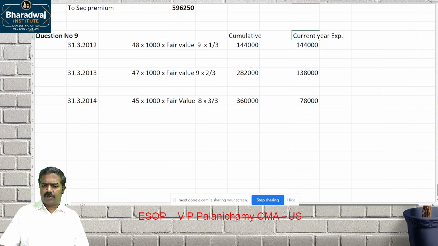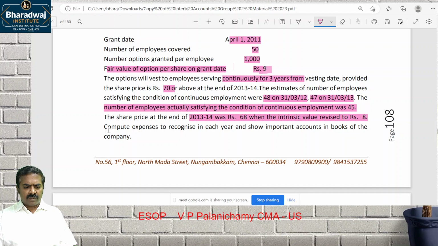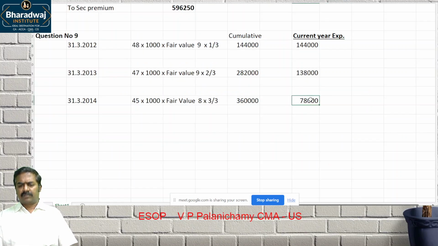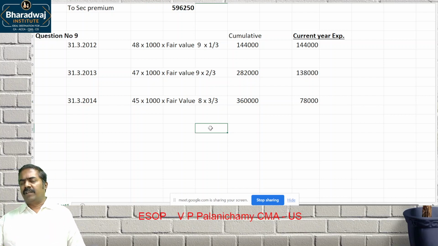Journal entry you can do at home. Entries are going to be the same. They ask you for a journal entry only for how many years? Expense to be recognized. Fair value is reduced. Simple. For the employee, it is like a loss. When the shares are selling in the market at 70, the intrinsic value is taken as 9. Since the share value is reduced, the option value also gets reduced.